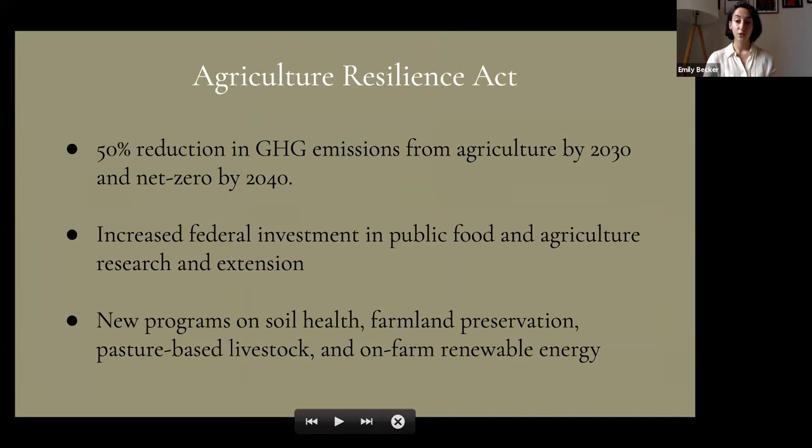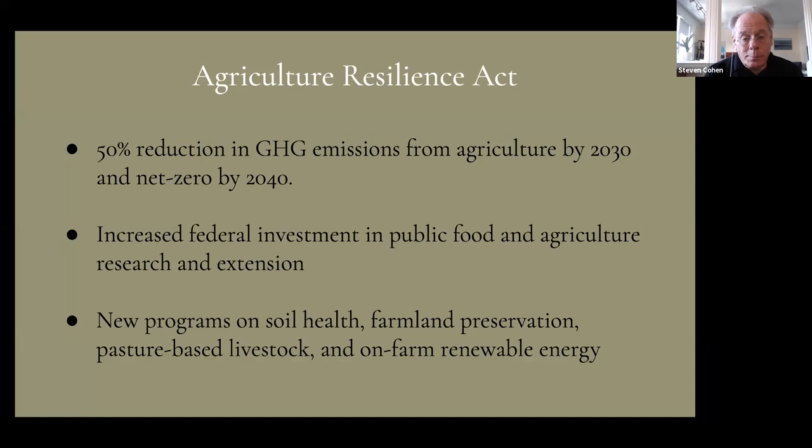We'll be talking about these solutions later in the semester, but we'd like to preview some of the core elements of the bill. The Agriculture Resilience Act has set a goal of a 50% reduction in greenhouse gas emissions from agriculture by 2030 and net zero emissions by 2040. This is an ambitious goal, and we'll talk more about how the bill advances that goal later in the semester.